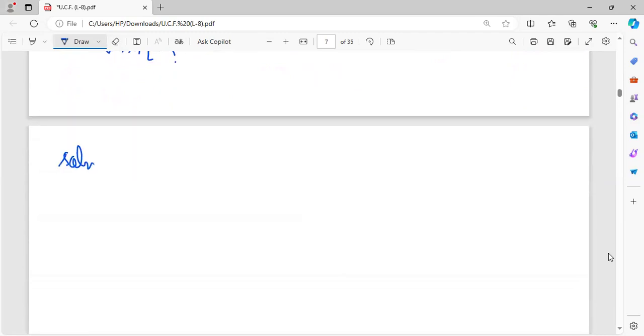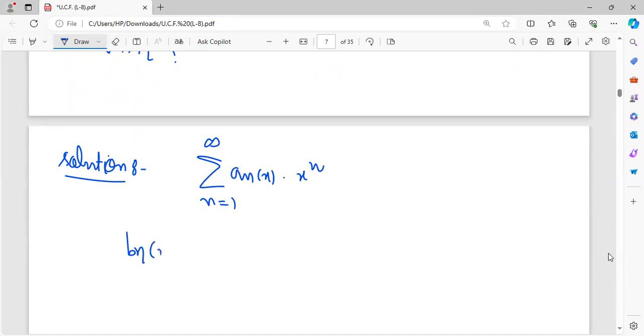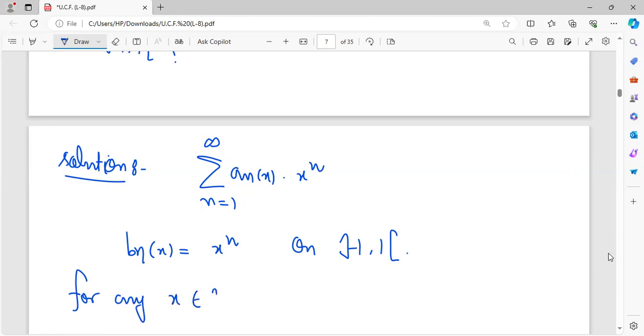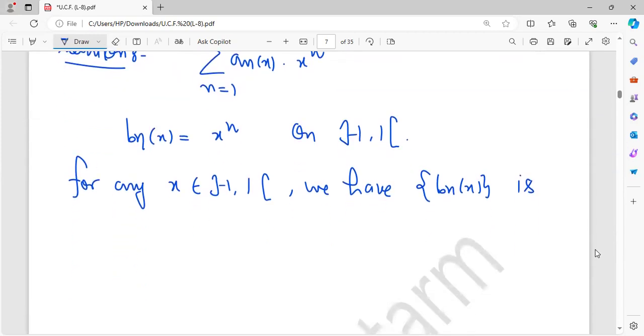Solution. So we have this series. Now, what is my b_n(x)? b_n(x) is this on this interval. You take any x from this side, for any x belonging to this interval, we have b_n(x) is monotonically increasing.